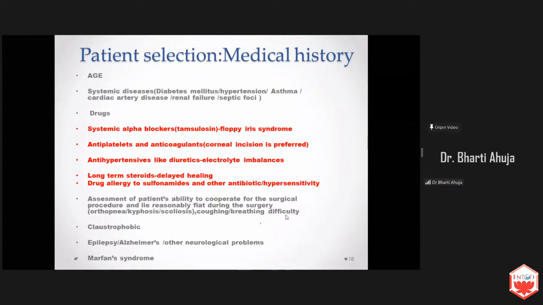There are certain drugs which can have an impact on cataract surgery, of which the important one is a systemic alpha blocker. If the patient is on tamsulosin, we need to ascertain the history preoperatively. This drug can cause intraoperative floppy iris syndrome. In this syndrome, there are certain alterations in the structure of the iris, and the iris generally prolapses out of the incision. If the iris prolapses out of the incision, all the subsequent surgical steps are going to be difficult. Other drugs of importance are antiplatelets and anticoagulants, which need to be stopped prior to surgery.